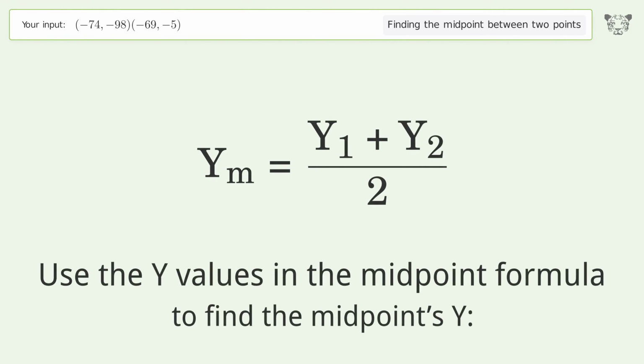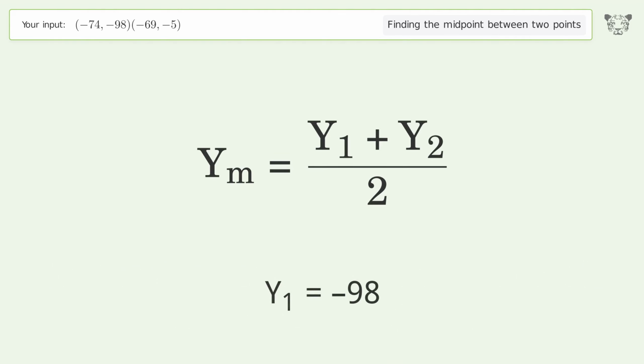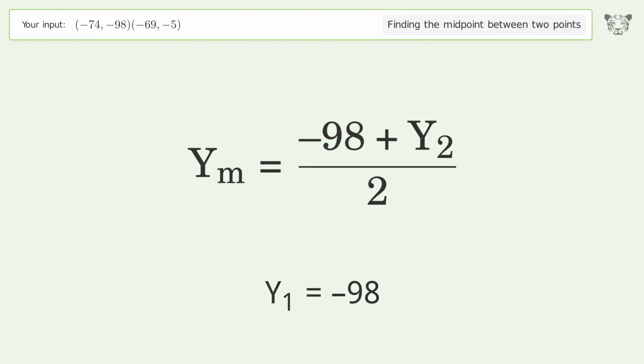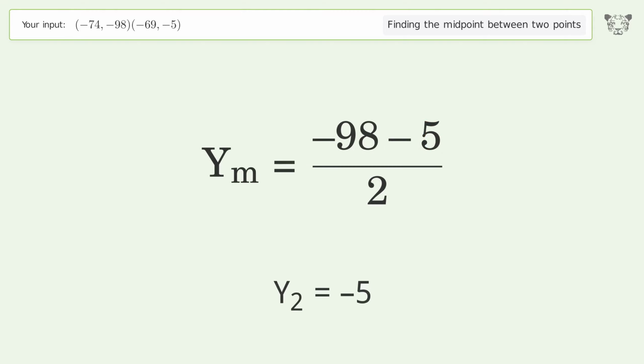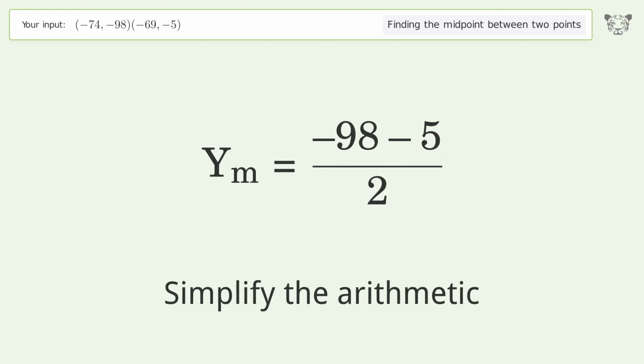Use the y values in the midpoint formula to find the midpoint's y. y1 equals -98. y2 equals -5. Simplify the arithmetic.